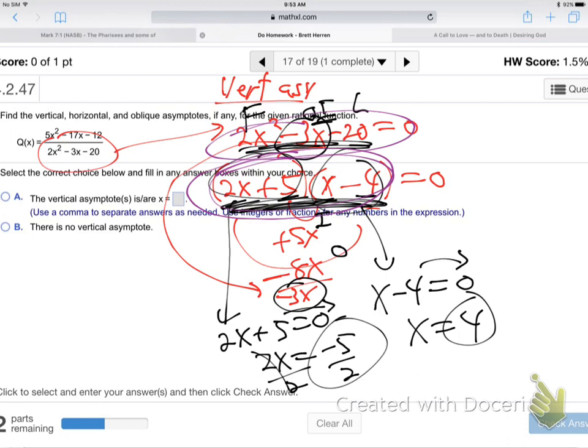All right, anyway, let's go to the horizontal. Can you do the horizontal? Yeah. Let me give you 30 seconds. What's the horizontal asymptote? It's one we've already done. It's not a new one.